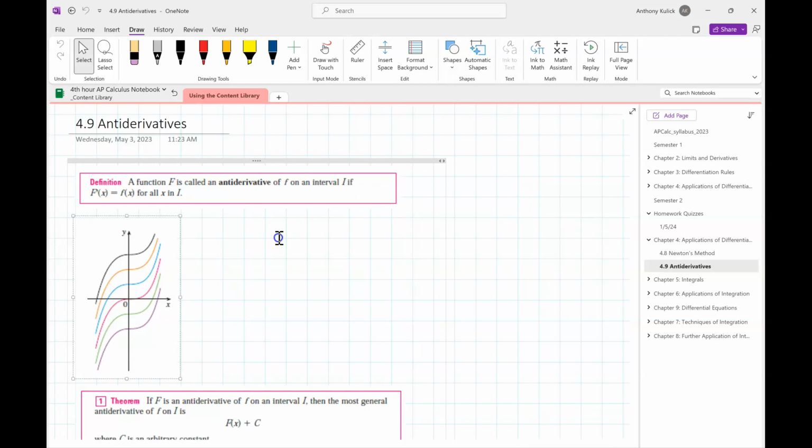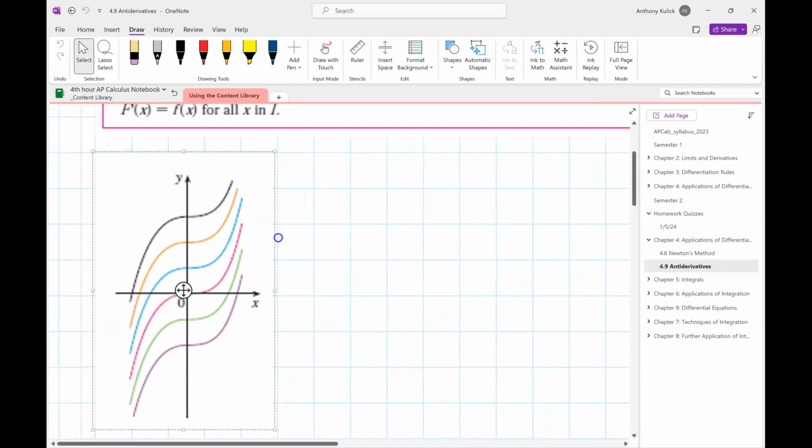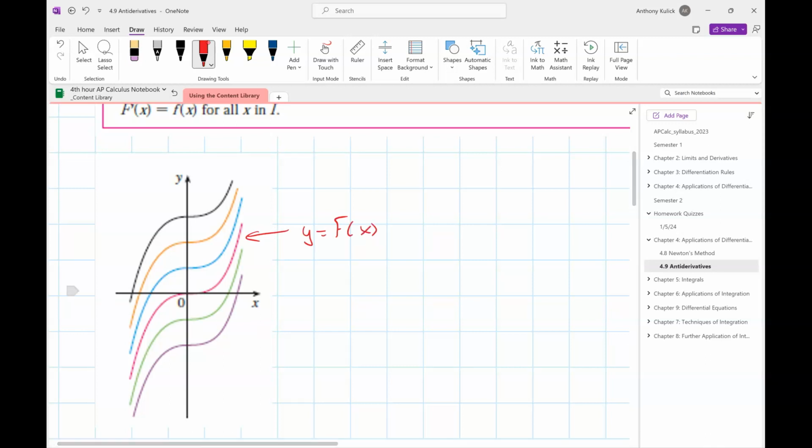Now, what's the immediate consequence of this? Right. So cap F need not be unique, right? Because if we take a look at an example here, if this pink one is just y equals cap F of x, and this one is y equals cap F of x plus 1, if I do the derivative of each of these, I get the same thing, right? So how many different antiderivatives does a function have? Infinitely many, right? Because you can just tack on any constant to the end. It's a different function, but it's going to have the same derivative.